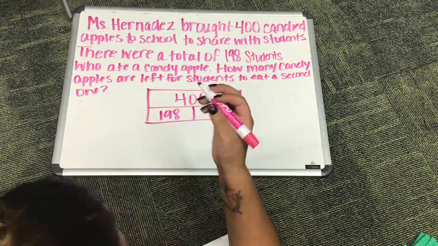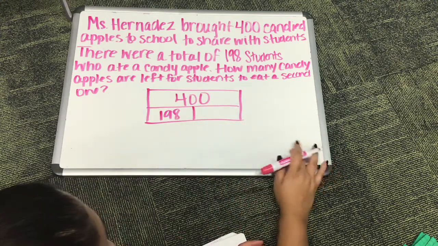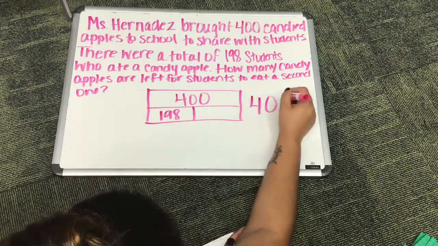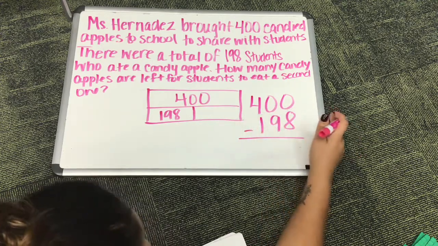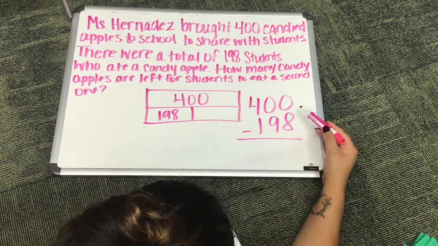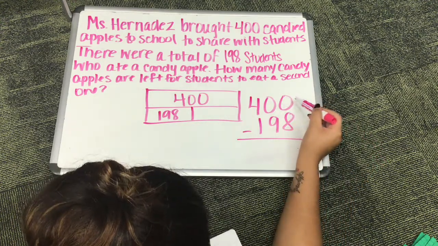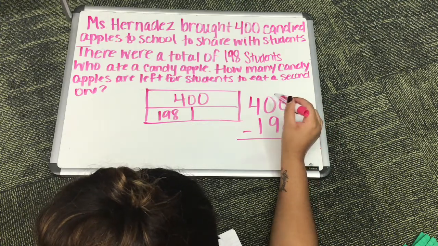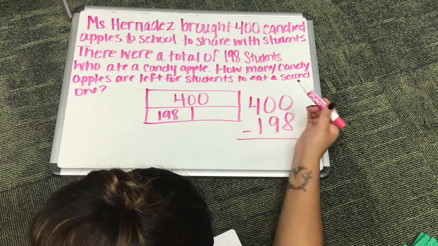So using the strip diagram, I will now solve the problem using the standard algorithm of subtraction. I will be subtracting the 198 from the 400. Once I have my problem written down, I see that we're not able to subtract 8 from 0, so we will have to regroup. And again, we have a 0 next to our 0 in the ones place, which is in the tens place. So we'll begin with the 100s place, which is the 4. We'll borrow 1 from our 4, which makes it a 3.